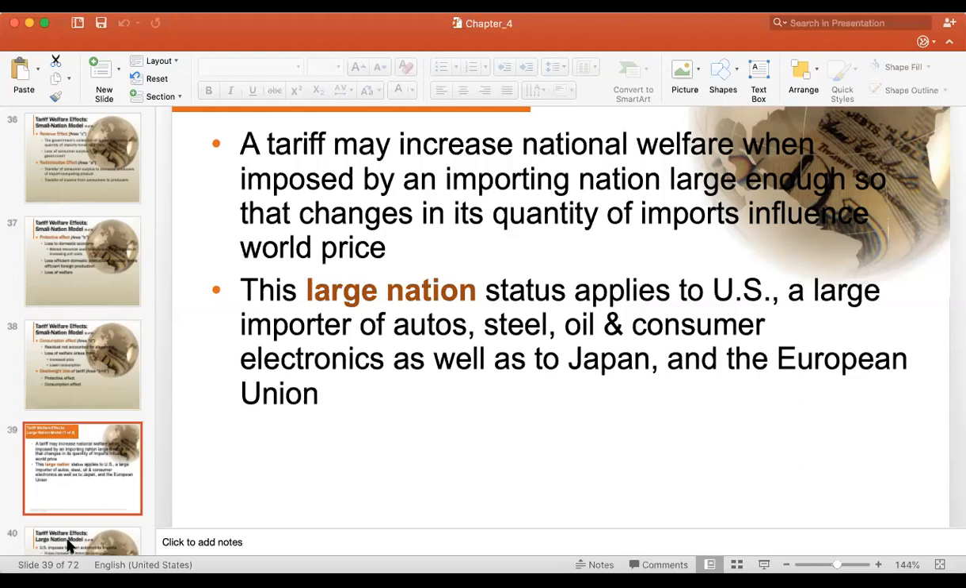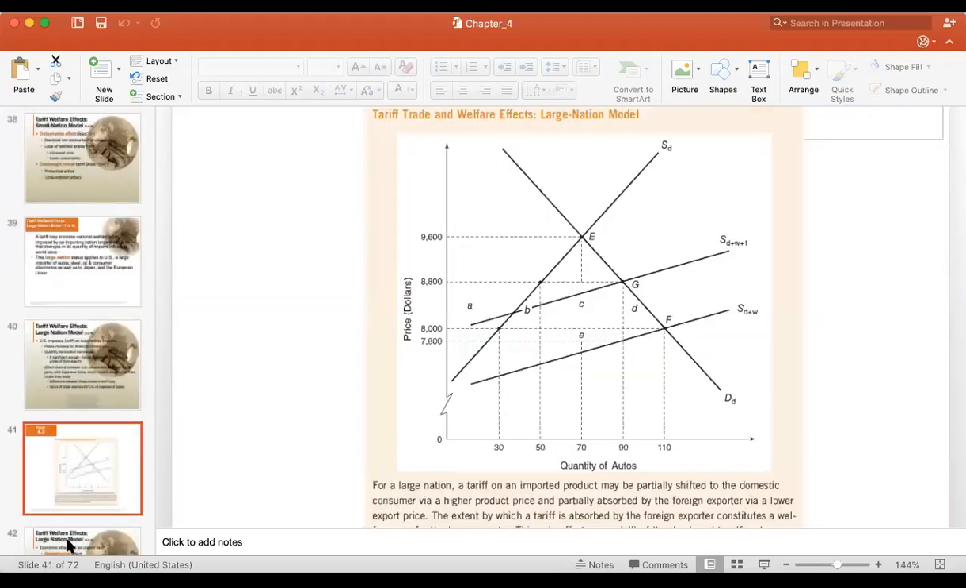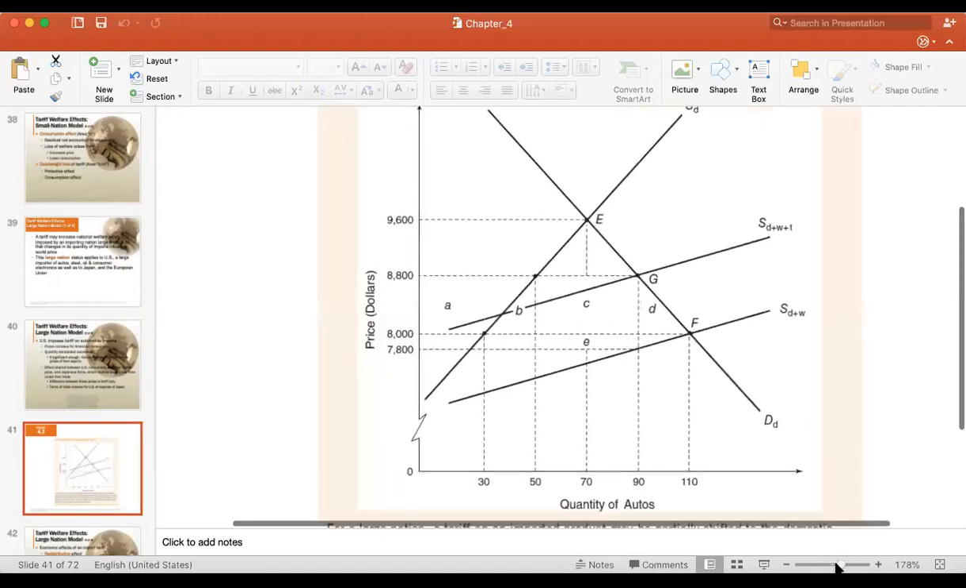And we will explain this in just a minute, but I just want to give you an idea of where we're heading with this large country imposing a tariff. Now, with a large country imposing a tariff, things are going to change a little bit. You can read all of that. We have already talked about them, but what's important right here is the model, the graph, because the graph will explain everything that we need to explain here.